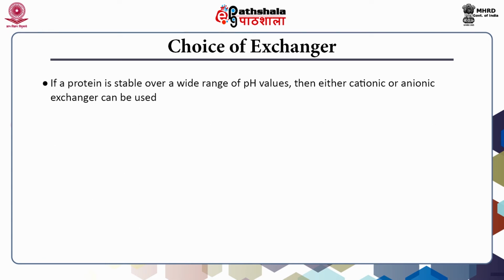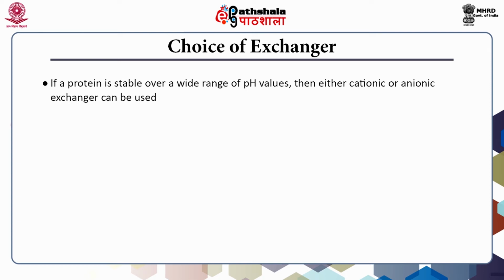If a protein is stable over a wide range of pH values, then we can use either cationic exchanger or anionic exchangers. Similarly, just now we have discussed what kind of exchanger we have to choose, either anionic exchanger or cationic exchanger.